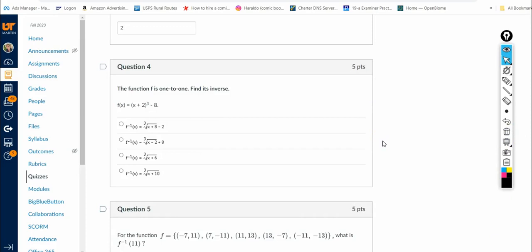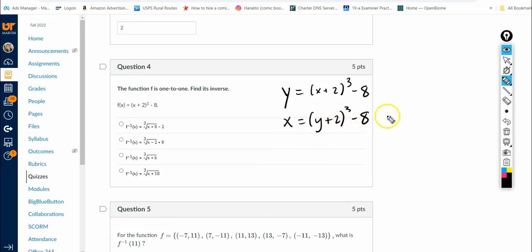All right, now we need to find the inverse. There is a 4-step process. The first step is you replace f with y. Then you swap x and y. Then you solve for y. So I'm going to add 8 to both sides. I'm going to swap sides because I want to get the y by itself on the left. Then I'm going to take both sides to the 1/3 power.